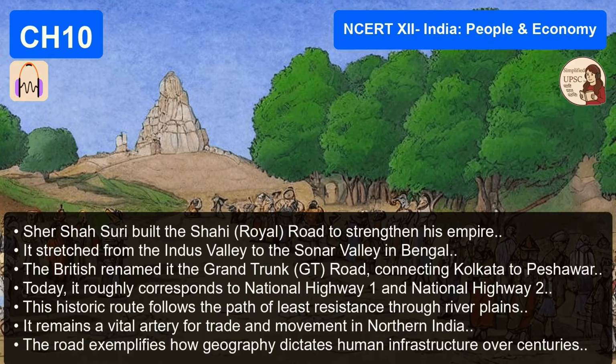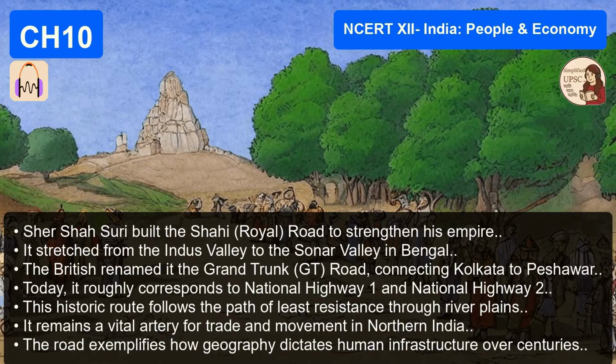It was all about consolidation. He built the Shahi Road, the Royal Road, to strengthen and administer his empire. It stretched all the way from the Indus Valley in the northwest down to the Sonar Valley in Bengal. Wow. He understood a fundamental truth: you cannot rule what you cannot reach. And that legacy didn't just die with him, did it?